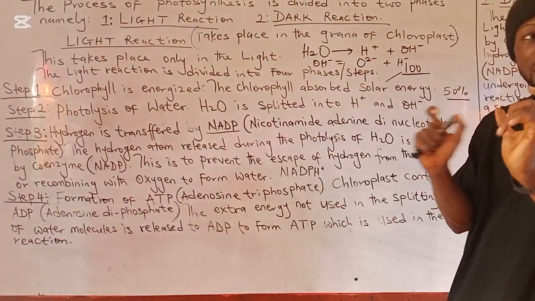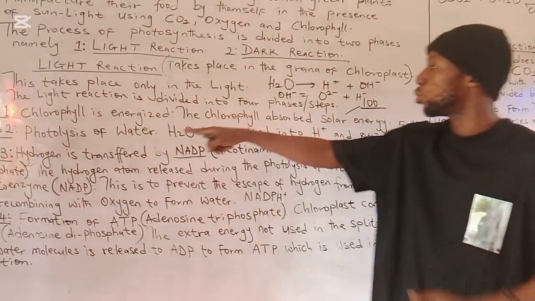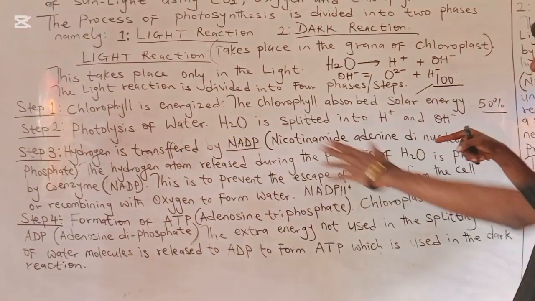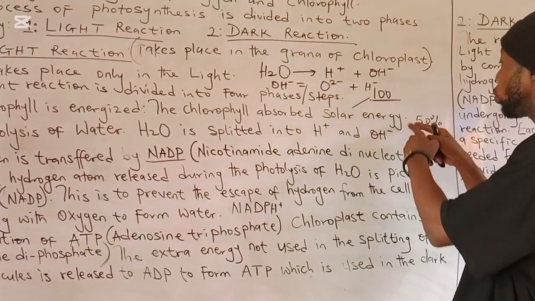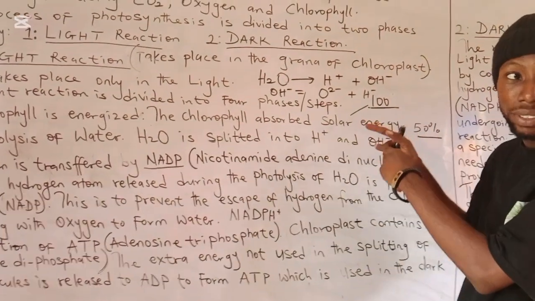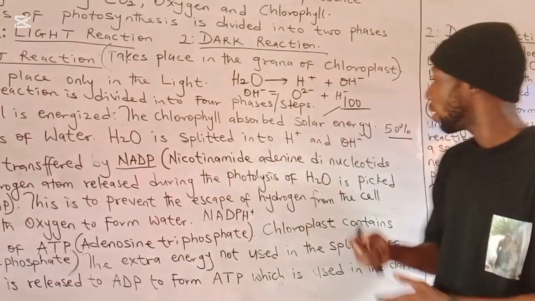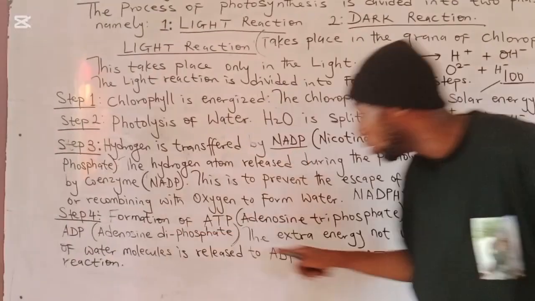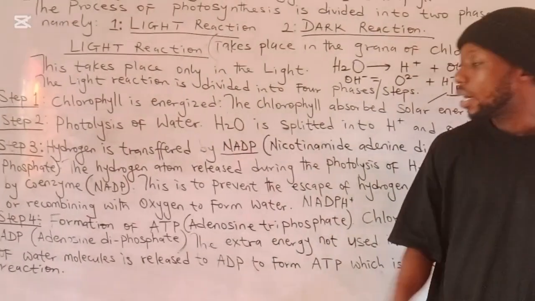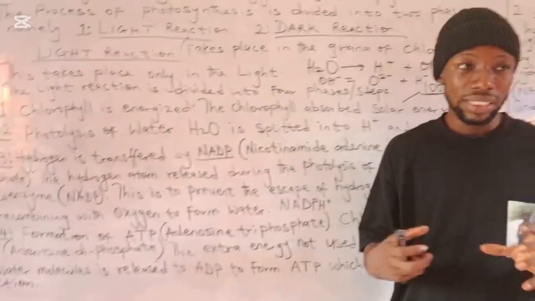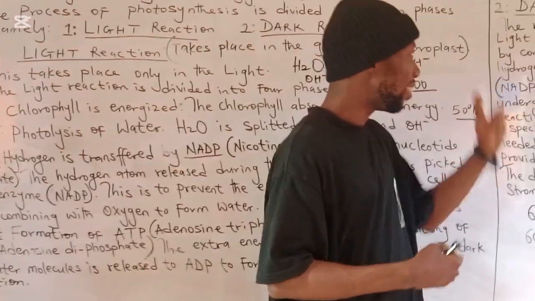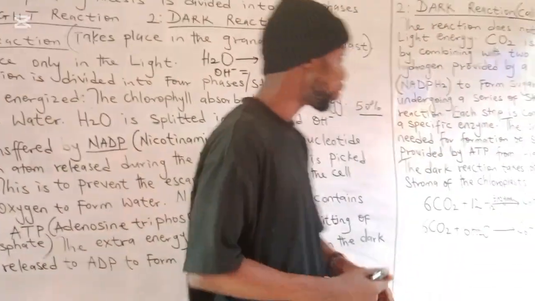Now half of this energy, which was not used during the second step, photolysis of water, is left. Remember, 50 was usable. Out of the 100 we use 50. How much is left? That's 50. Now that 50 is added to ADP to form ATP, and ATP, as we know, is a higher energy which the plant will now use in the dark reactions.